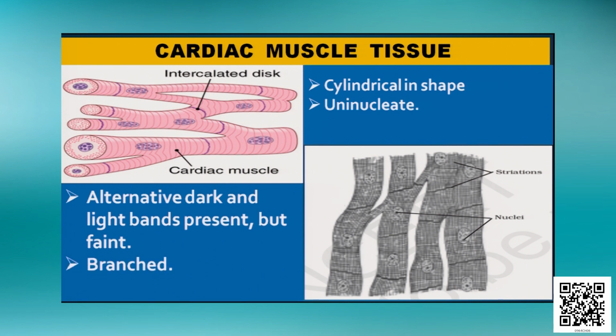And another characteristic: it is branched. Striated muscle is cylindrical. This is also cylindrical, but the difference is that it is not branched. This is branched. So cardiac muscle has a few characteristics from the smooth muscle and a few from the striated muscle. You can see clearly from the characteristics. It is involuntary in nature, that everybody knows, that the heart does not beat as per our wish. So it is involuntary in nature.